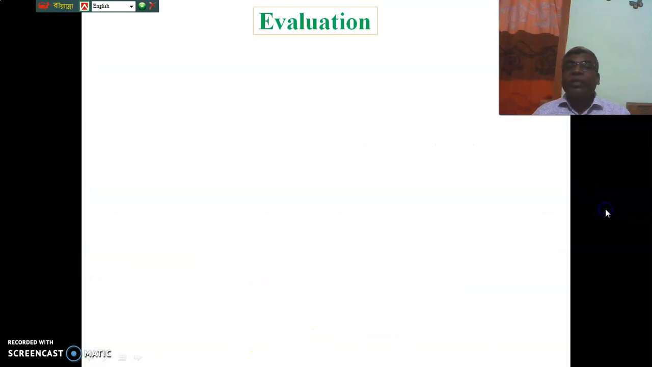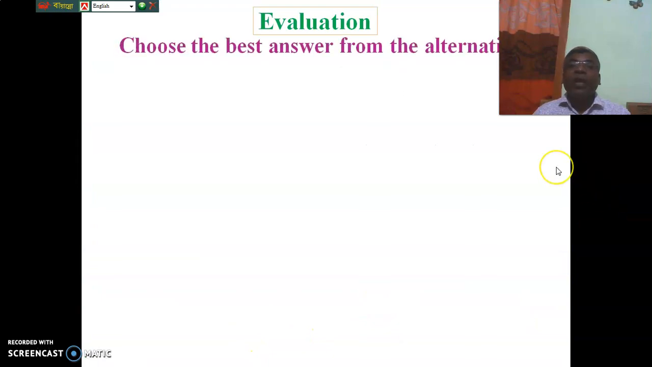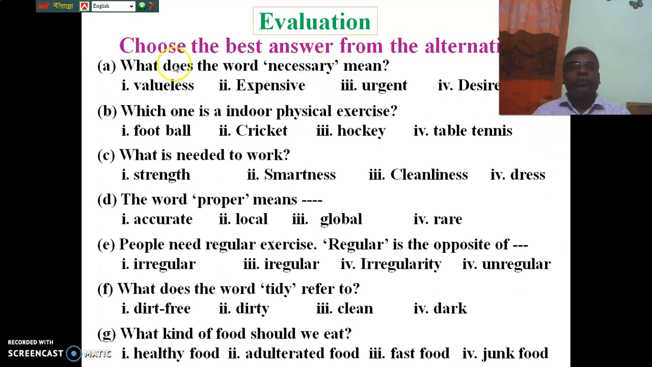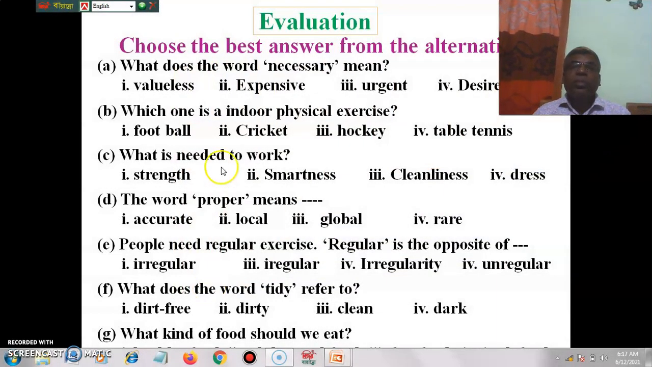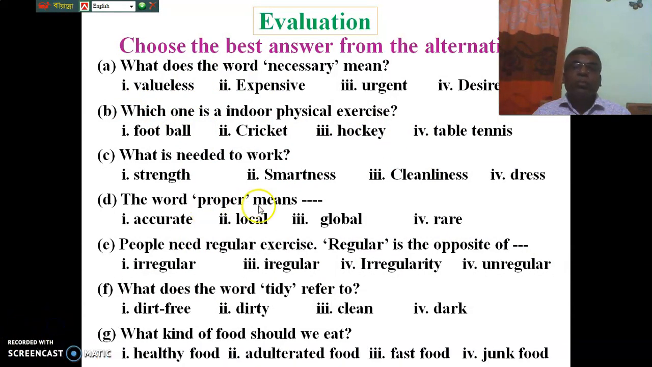Now I am going to the next slide. What we have learned from this lesson today. Now I am going to evaluate it. Number 8, what does the word necessary mean? Valueless, expensive, urgent, desired. Yes, students.